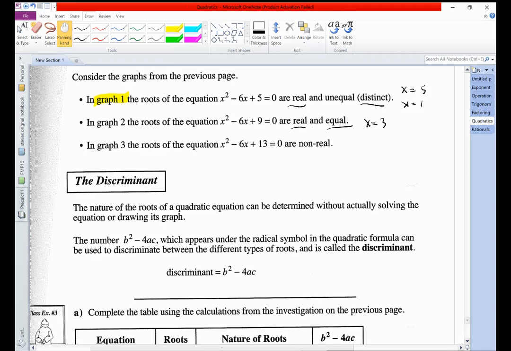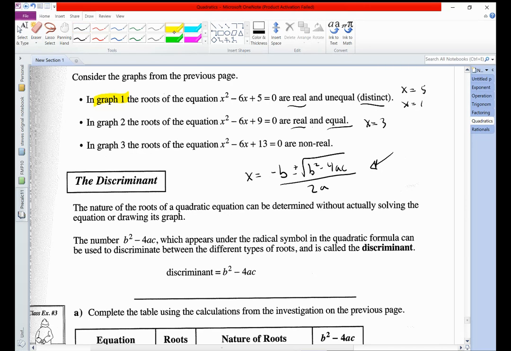So I'm just going to write the quadratic formula here. The nature of the roots of a quadratic equation can be determined without actually solving the equation or drawing the graph. So we don't actually have to solve this to figure out the nature of the roots. By the nature of the roots, I mean, are they real and unequal? Are they real and equal? Are they non-real? So you don't actually have to solve them to know that.